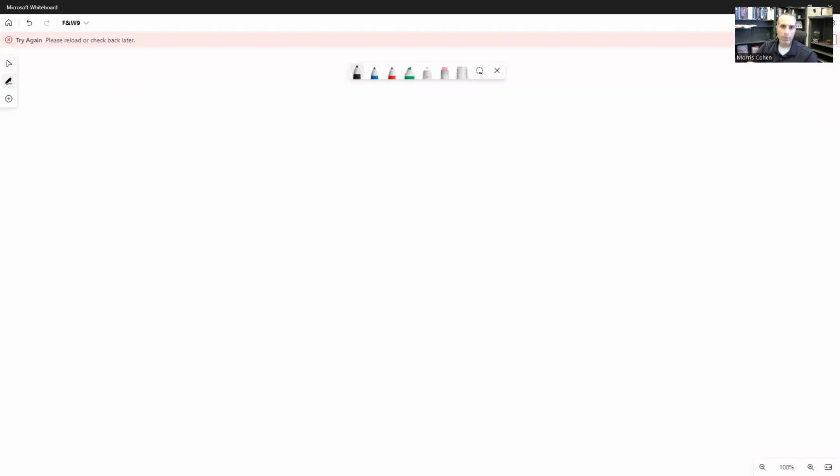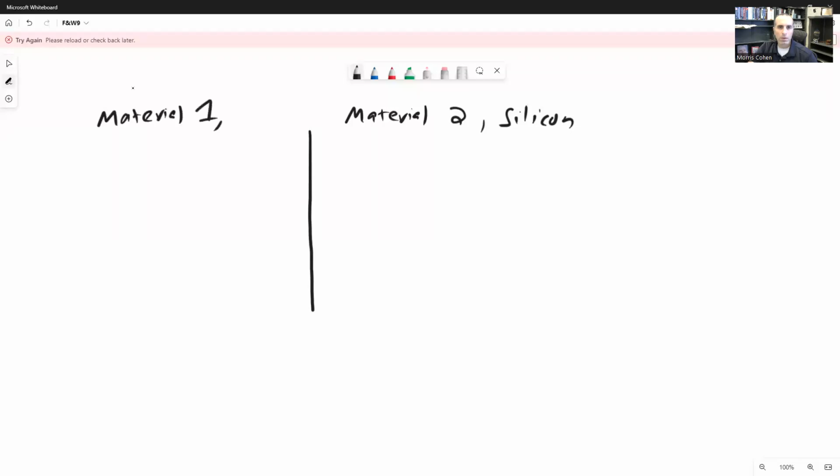We're going to have a boundary right here. On one side, we're going to call this material 2, and that's going to be silicon. On this side will be material 1. And we're going to say that's free space.